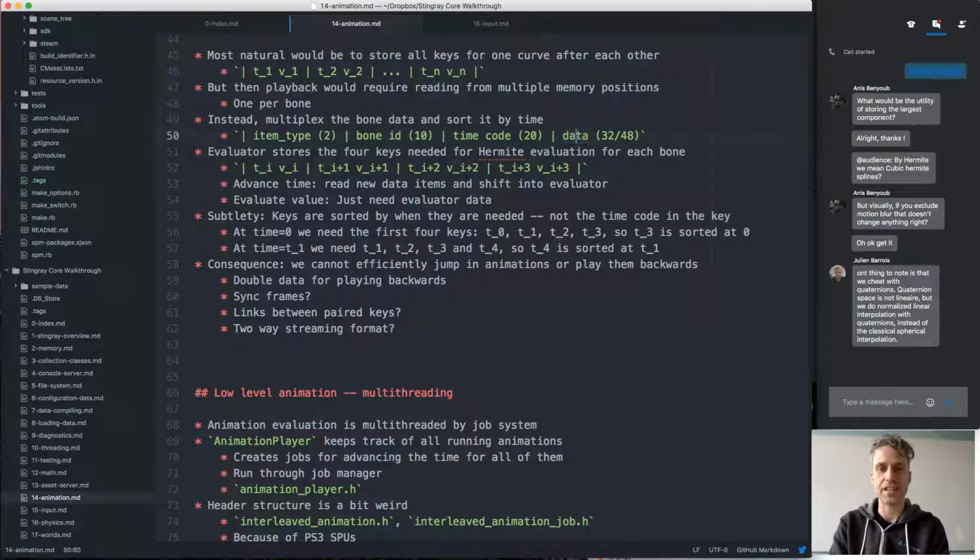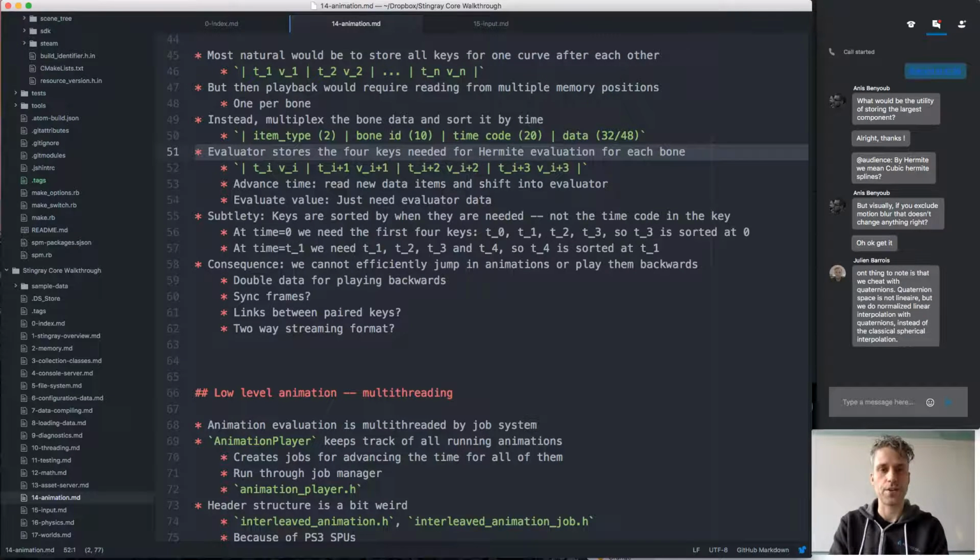And then we have the data itself, which is either 32 bits for a quaternion, as we saw, or 48 bits for a position, 16 bits for each component. So each one of these keys gets turned into an item like this, and then we put all these items in a big buffer sorted by time.